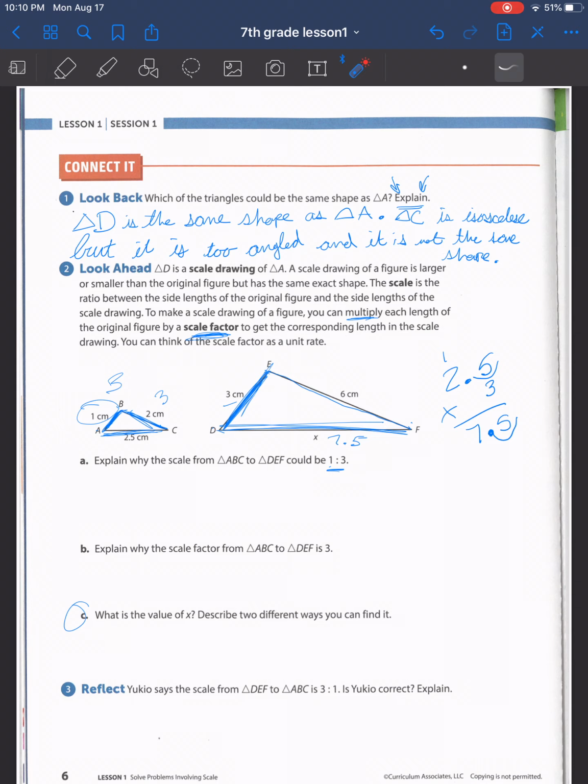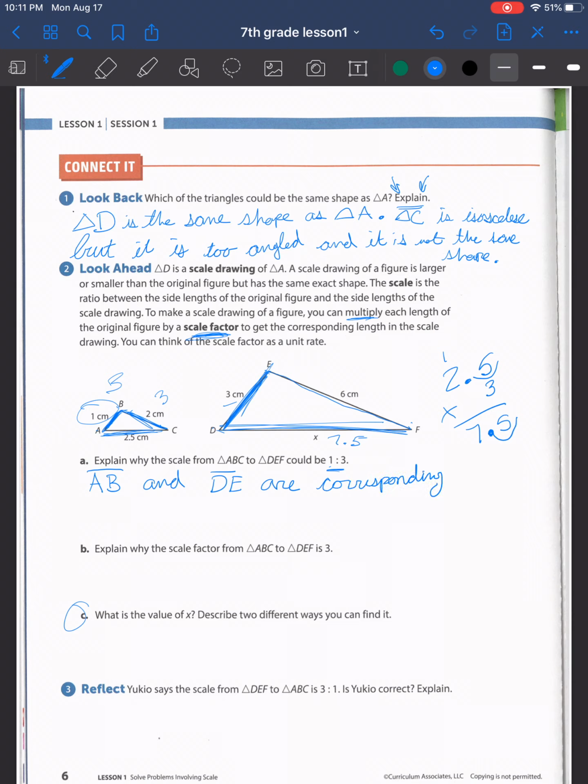So it says explain why the scale from that triangle to that triangle could be 1 to 3. Here's what we're going to say. We're going to say AB with a line over it, that means side AB, and side DE are corresponding sides. Okay, that's all we're going to say.